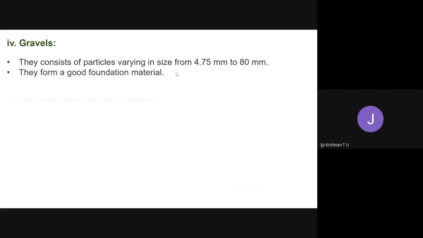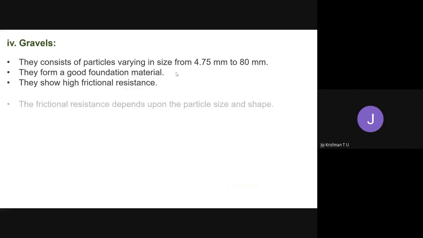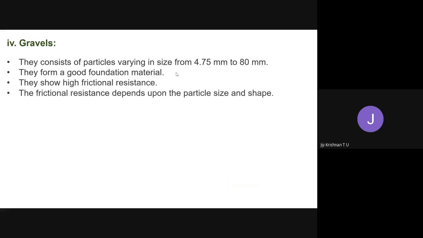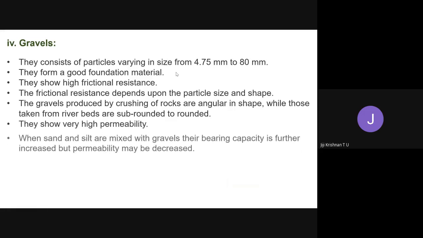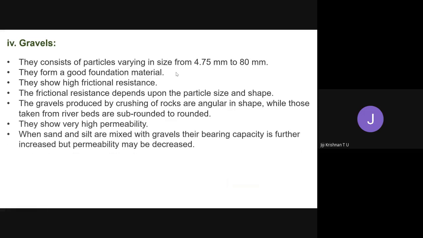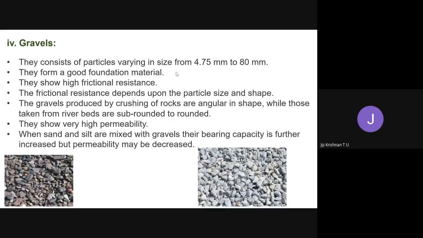They form a good foundation material. They show high frictional resistance. The frictional resistance depends upon the particle size and shape. The gravels produced by crushing of rocks are angular in shape, while those taken from riverbeds are sub-rounded to rounded. They show very high permeability. When sand and silt are mixed with gravels, the bearing capacity is further increased, but permeability may be decreased.